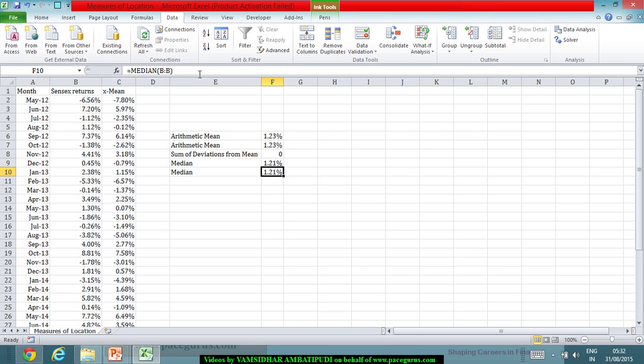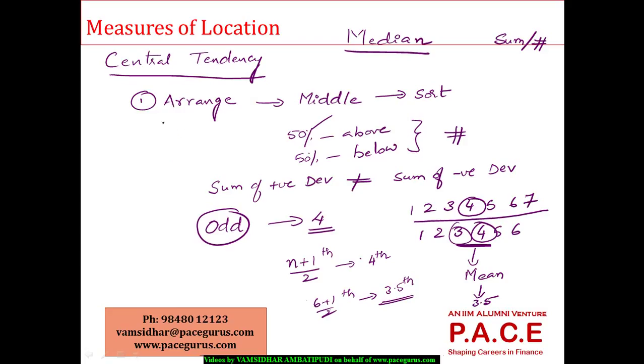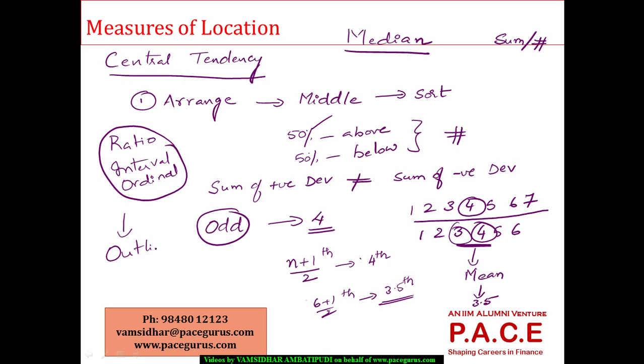And probably, better speaking, the median is good for ratio scale data. It is also good for interval scale data and even for ordinal data. Only for nominal data, median has no meaning. Right? So that's the slight difference between the two. And another advantage is that the mean is very much affected by outliers, but the median is not.